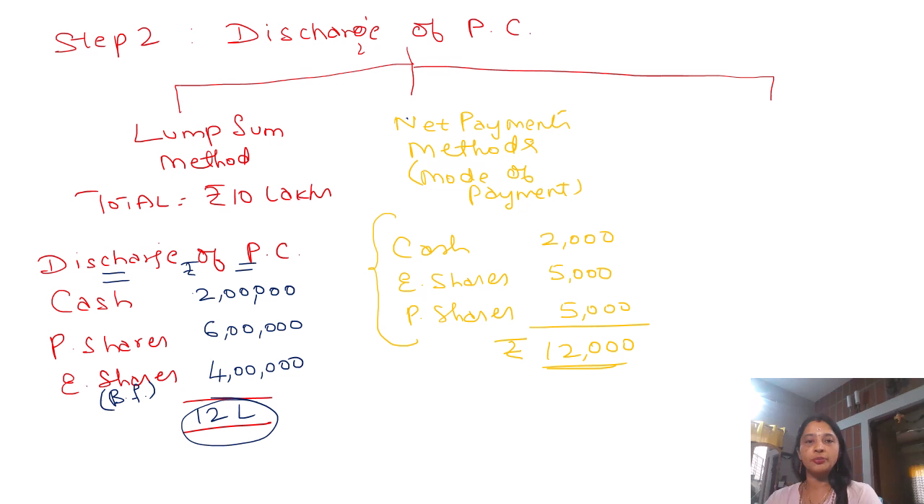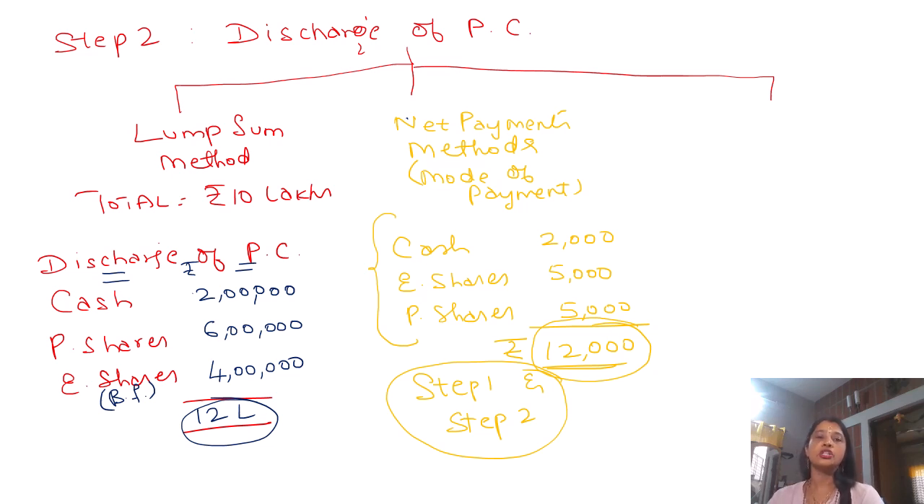So in case of net payments method, step 1 and step 2 will be combined. It becomes one single step because the total, you can find out by making the total of all the three modes of payment, and you know how much cash, how much equity shares, and how much preference shares. So that is why, if it is net payments method, then both step 1 and step 2 will be merged.